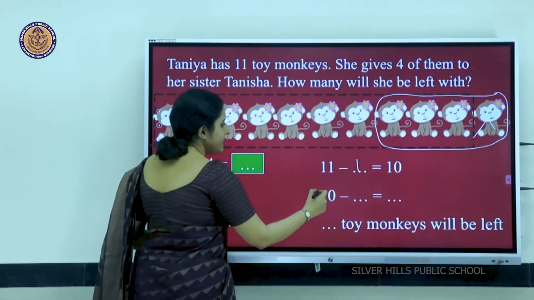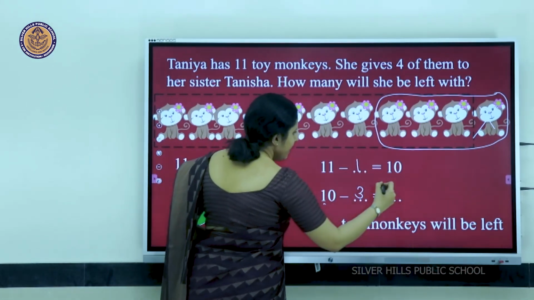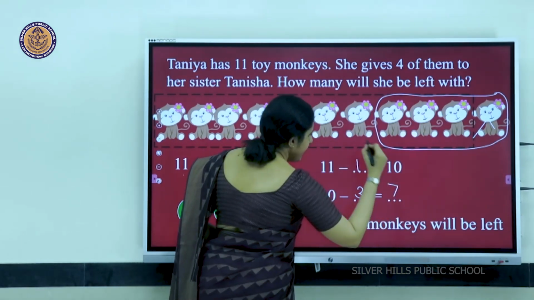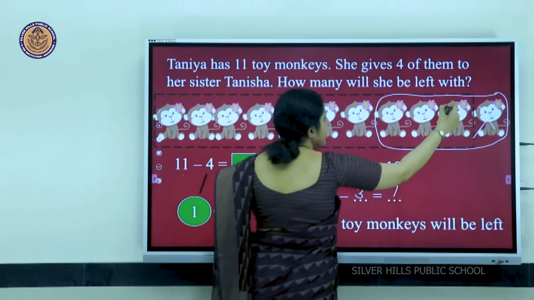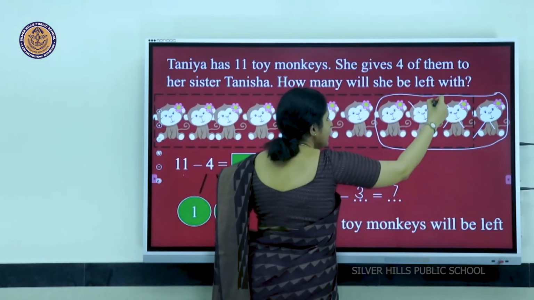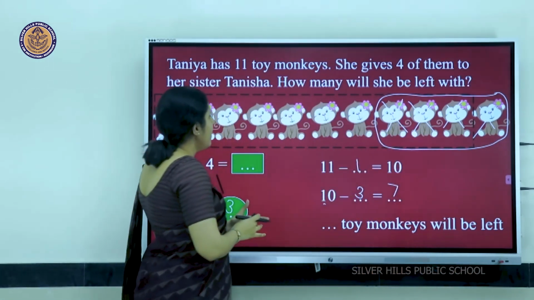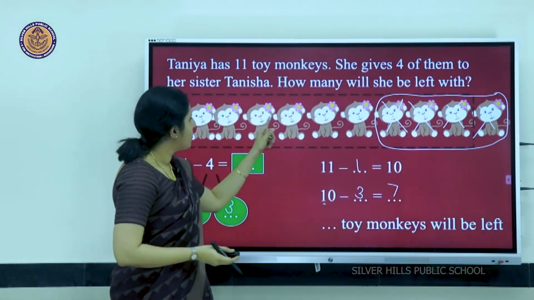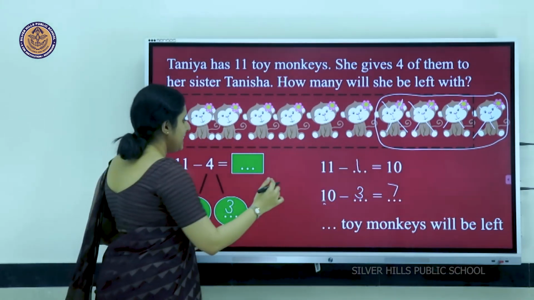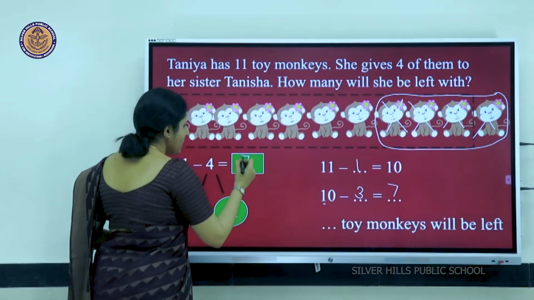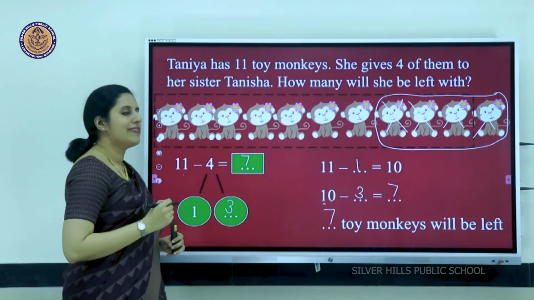So, how do you write that? 10 minus 3. What is 10 minus 3? It is 7. So, how many monkeys are now left? Now that you have taken out 3 monkeys also, all the 4 monkeys are gone. 1, 2, 3, 4, 5, 6, 7. So, you are left with 7 toy monkeys, and that is the final answer to this problem. 7 toy monkeys will be left.